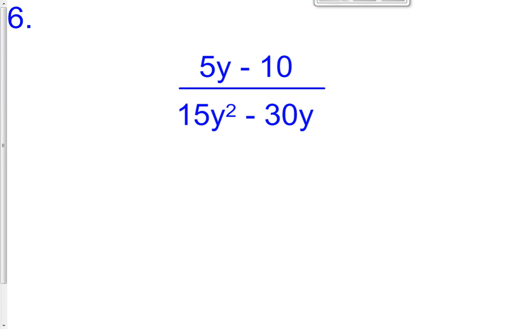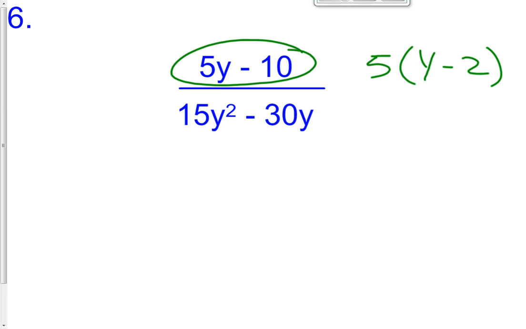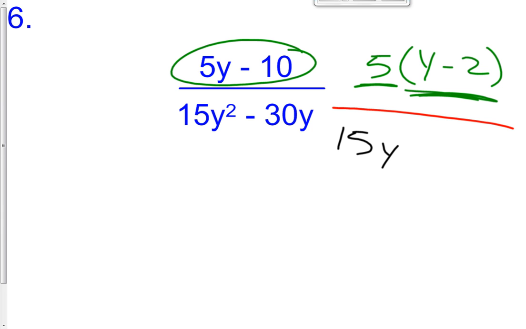Trying the next one. In the numerator, I could take out a GCF. It's 5 times the quantity y minus 2. So I have one factor of a 5, and I have one factor of a y minus 2. In the denominator, I could also take out a GCF. That GCF is going to be a 15, and I could also take out a y. 15y times the quantity y minus 2. So in the denominator, I have 3 factors. I have 3 things multiplied by each other. 1, 2, 3.